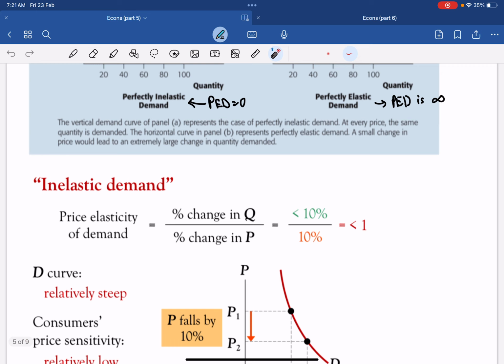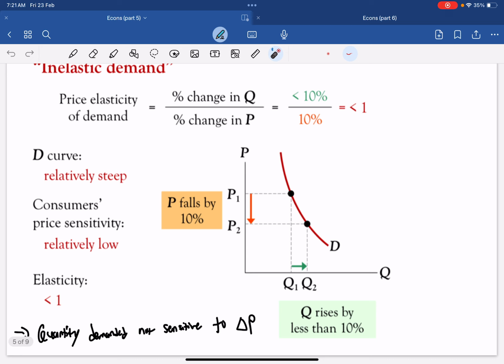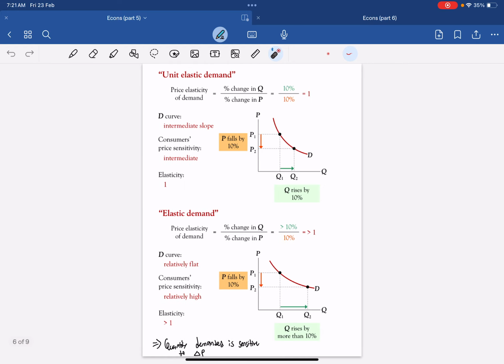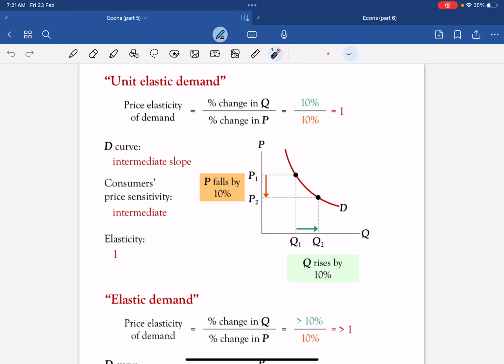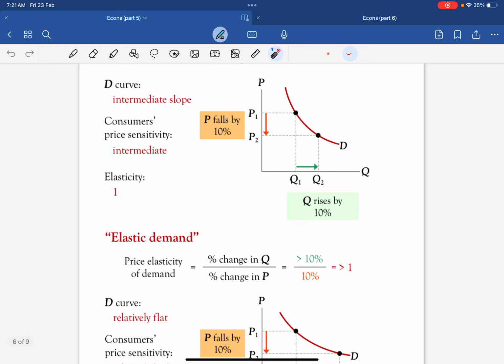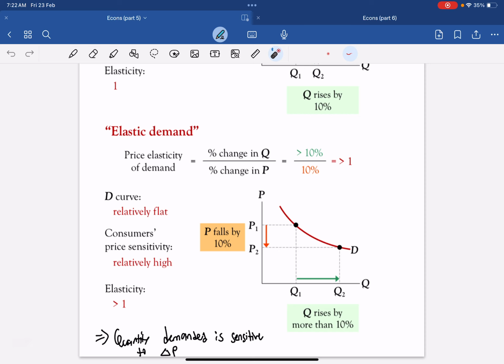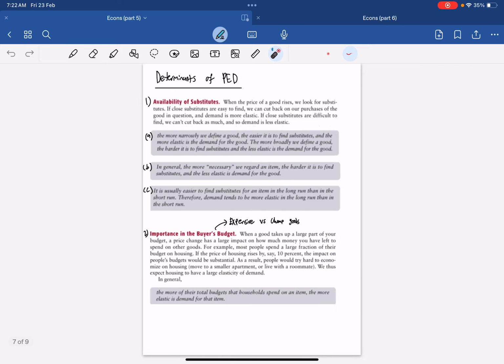For inelastic demand, we say that the change in quantity is less than the change in price, so the PED is less than 1. The demand curve will be steeper and the price sensitivity of the consumer is lower. So we say that the quantity demanded is not sensitive to the change in price. For unitary elastic demand, they have a 1-to-1 ratio. As for elastic demand, the PED is larger than 1, so the quantity demanded is sensitive to changes in price.